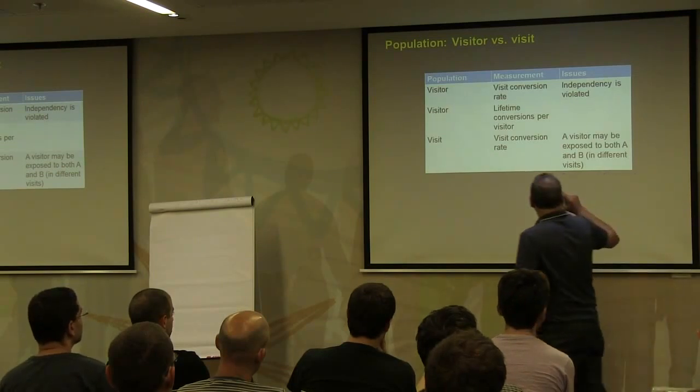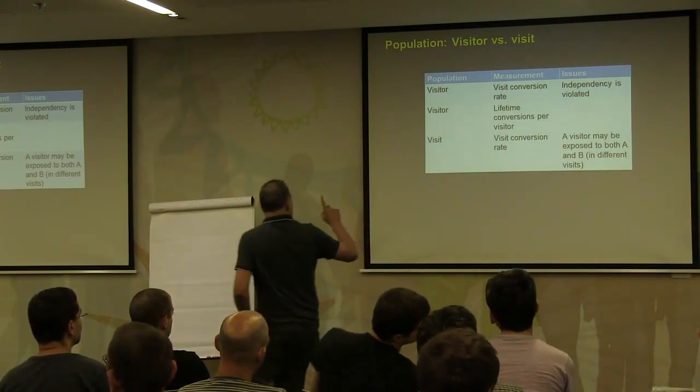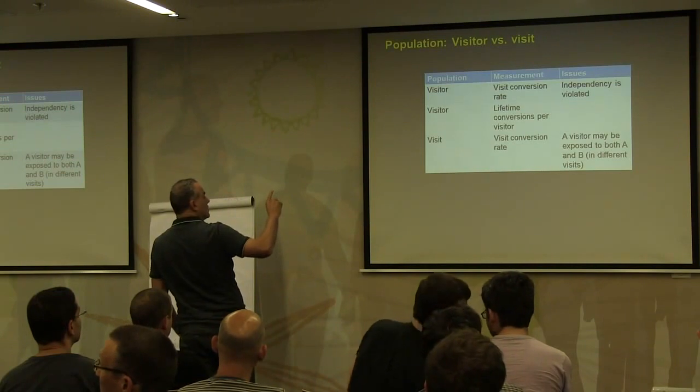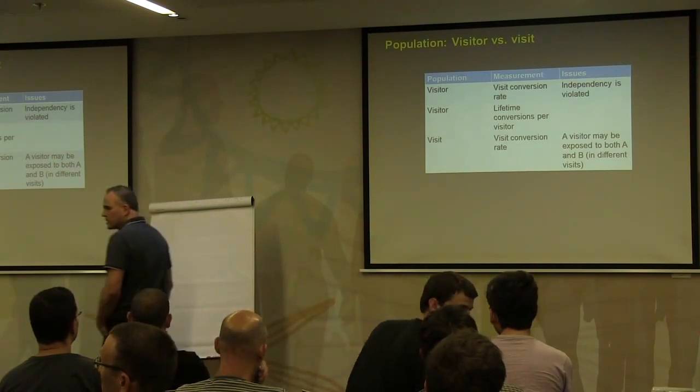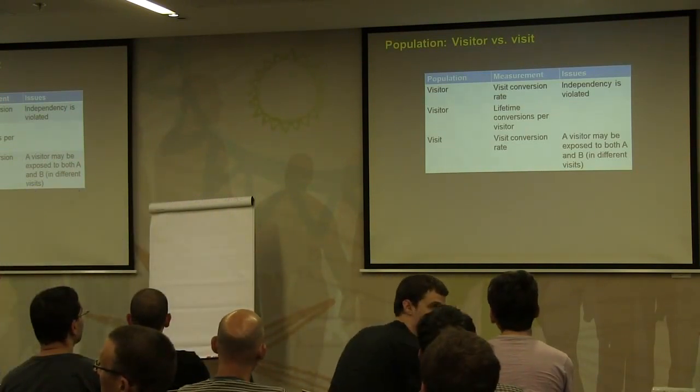In this third visit conversion, right? The allocation is per visit. Yeah, you reallocate on the visit level.